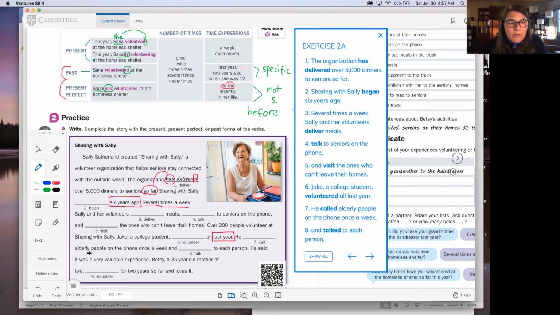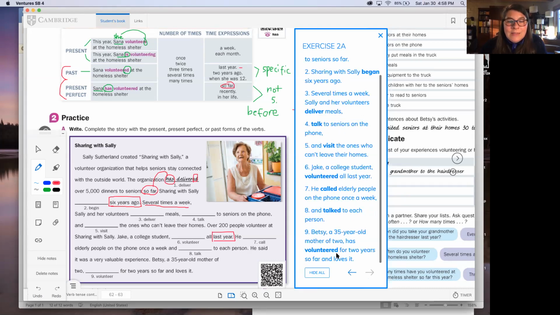Betsy, a 35-year-old mother of 2, something for 2 years so far. What is so far? It is has volunteered, present perfect. So number 9 is she, Betsy, has volunteered for 2 years so far. There's your present perfect clue, and loves it. Also, Betsy is she, even though it's separated by this adjective here, a 35-year-old mother of 2.